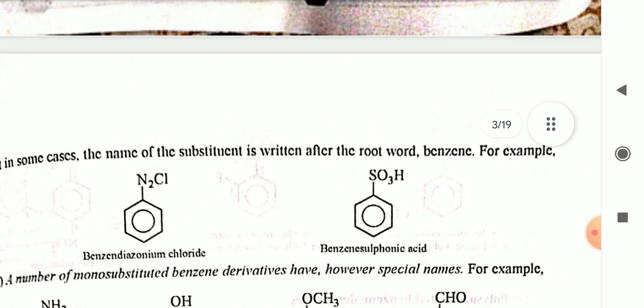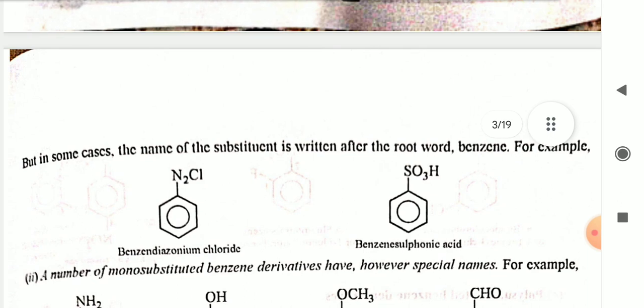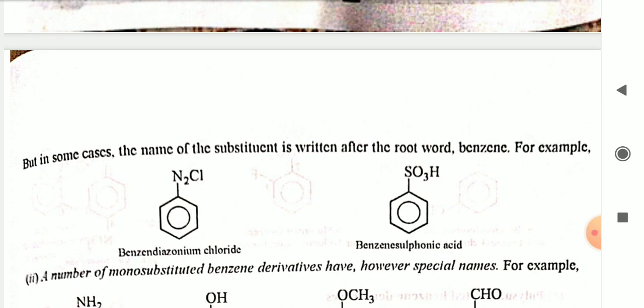In some cases, the name of the substituent is written after the word root benzene. For example, benzene with N2Cl is called benzene diazonium chloride, and benzene with SO3H is named benzene sulfonic acid. Second, a number of monosubstituted benzene derivatives have, however, special names.